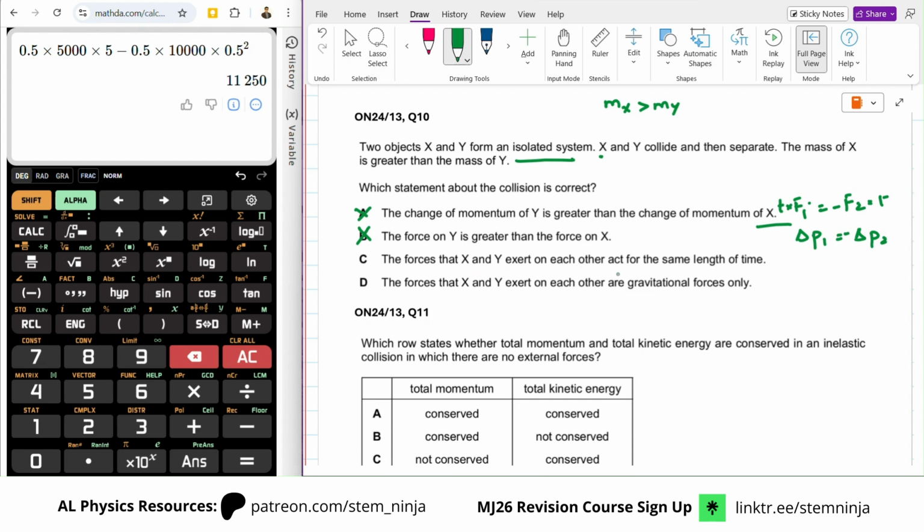Forces that X and Y exert on each other act for the same length of time. This is correct. And the forces that X and Y exert on each other, gravitational forces only, no. This is going to be C.